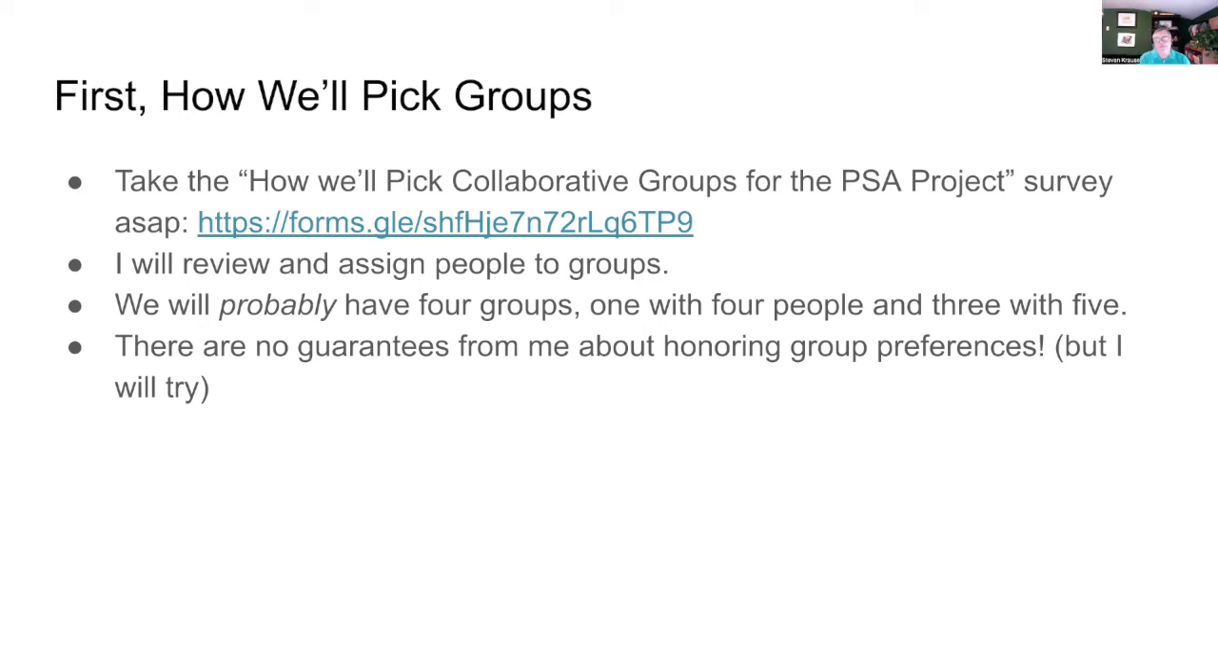Stuff like that. I'll review this and assign people to groups, and we'll probably have 4 groups, 1 with 4 people and 3 with 5. My experience has been it's better to have groups that are a little bit too big than a little bit too small, because sometimes not everybody can be there and things like that. No guarantees for me about honoring preferences, but I'll try my best. And you should know about this no later than Wednesday of next week.